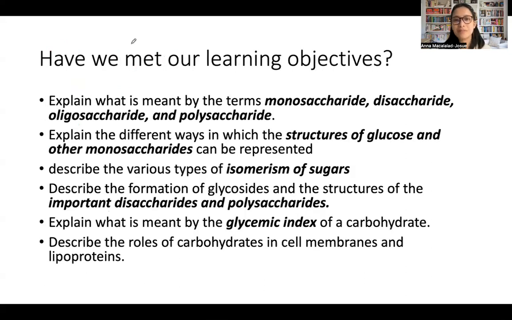So let's go back to our learning objectives. Have we met our learning objectives? Remember, we talk about monosaccharides. We cannot break them down further into smaller components. Disaccharide, which is composed of 2 monosaccharides, oligosaccharides 3 to 10, polysaccharides more than 10. And then we explain the different ways in which the structures of glucose and other monosaccharides can be presented. You have your straight chain, you have your ring form, you have your chair form. Remember that? And we also describe the various types of isomerism of sugars.